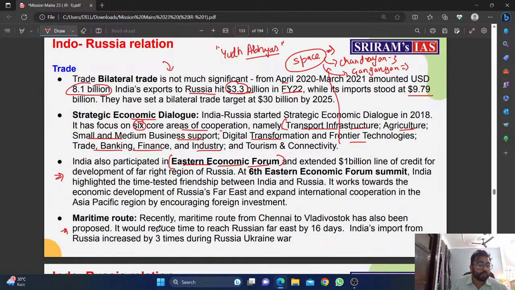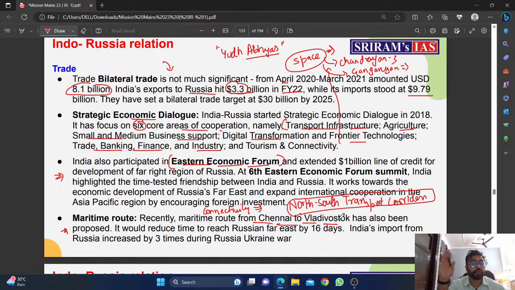Then, guys, the maritime route. We are further building up the connectivity with Russia. If you have studied the north-south transport corridor, this is a game changer for connectivity, especially in this region. Other than that, we are also building maritime routes from Chennai to Vladivostok. Now Vladivostok is the easternmost and most important port of Russia on the eastern side. So in a way we are developing connectivity with Russia from both ends.